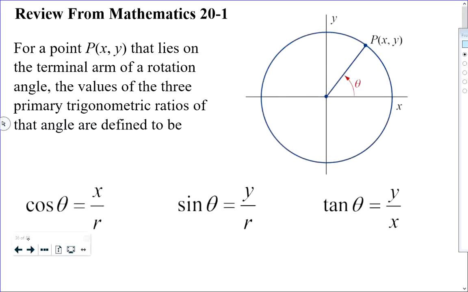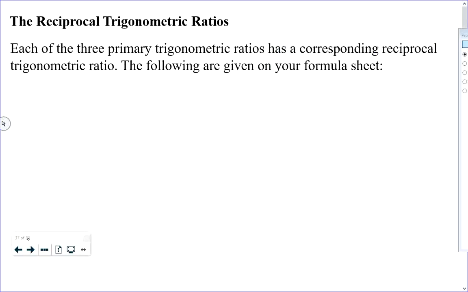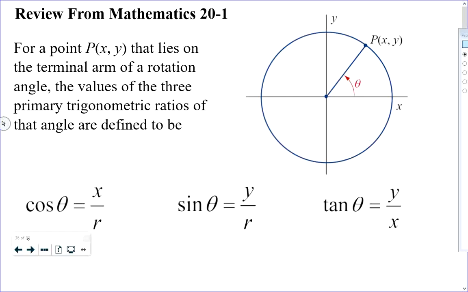That, of course, leads to all kinds of conclusions that cosine of theta will be positive anytime the point is in quadrant 1 or 4 because x would be positive. Sine of theta would be negative anytime the terminal arm lands in quadrants 3 and 4 because in quadrants 3 and 4, y is negative and sine is y over r. So I hope you recall kind of having to think about that last year when you were doing some trig problems. Well, these are the 3 primary trigonometric ratios.